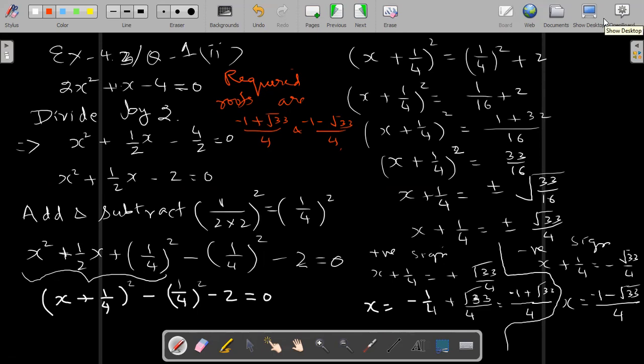Okay, got it? So this is your second method, and you should solve the exercise, this question only. After that we have the quadratic formula for the second equation. We will do the quadratic formula.